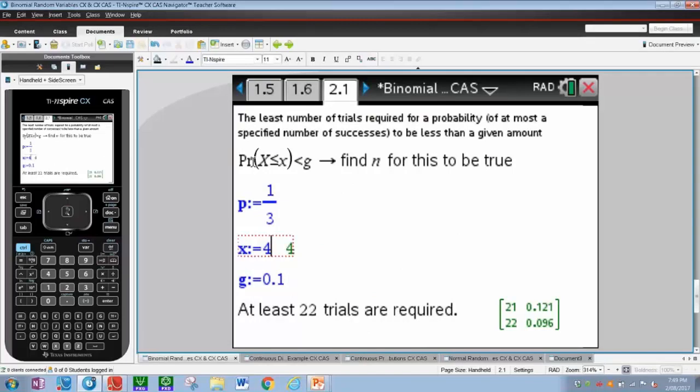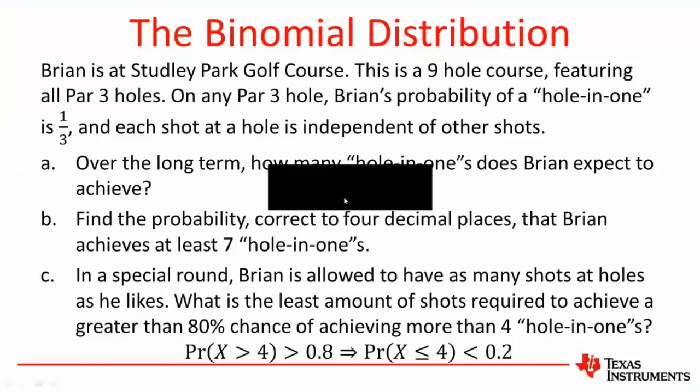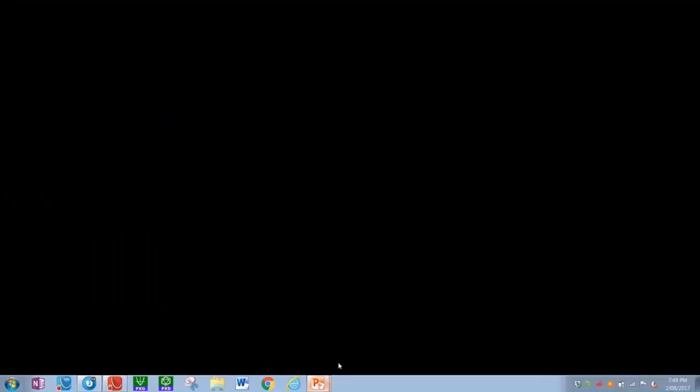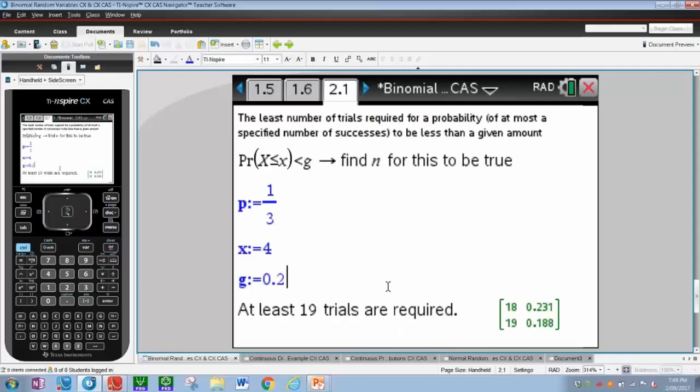So I've even put a little tooltip over here to help you figure out what's going on. So you have the 4 sitting there already, and the other number at the bottom, as you can see, was 0.2. So click 0.2, and it tells you in a statement at least 19 trials are required. That means Brian will need to have at least 19 shots in this particular golf course in order to have a greater than 80% chance of having more than 4 hole-in-ones.